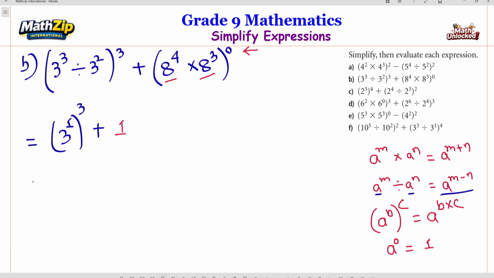Okay. Now 3 to the power 1 to the power 3, it means 3 to the power 1 times 3, which is 3 cubed. 3 to the power 3 is 27, plus 1. Our result is 28. Very simple.